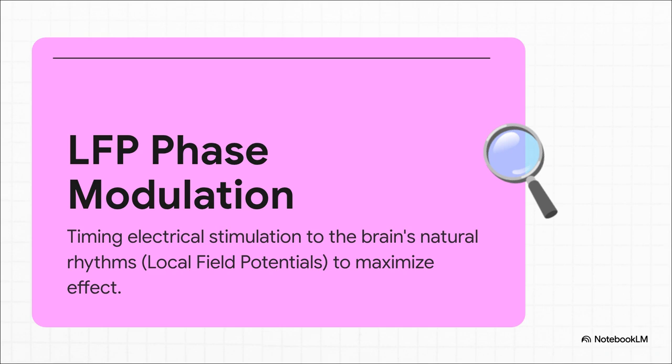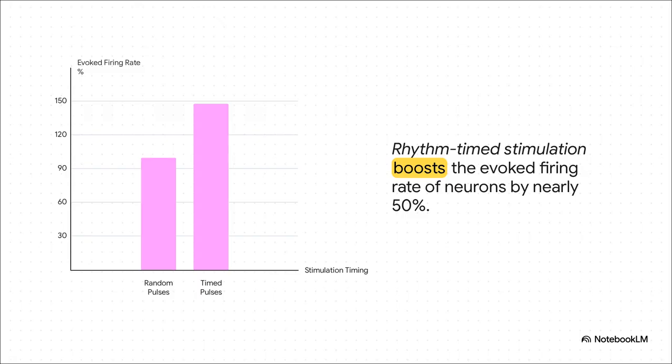Basically, it's all about timing those little electrical pulses to sync up perfectly with the brain's own natural rhythmic electrical waves, what scientists call local field potentials, or LFPs. Think of it like pushing someone on a swing. You push at just the right moment in their arc, and you get a huge result with very little effort.